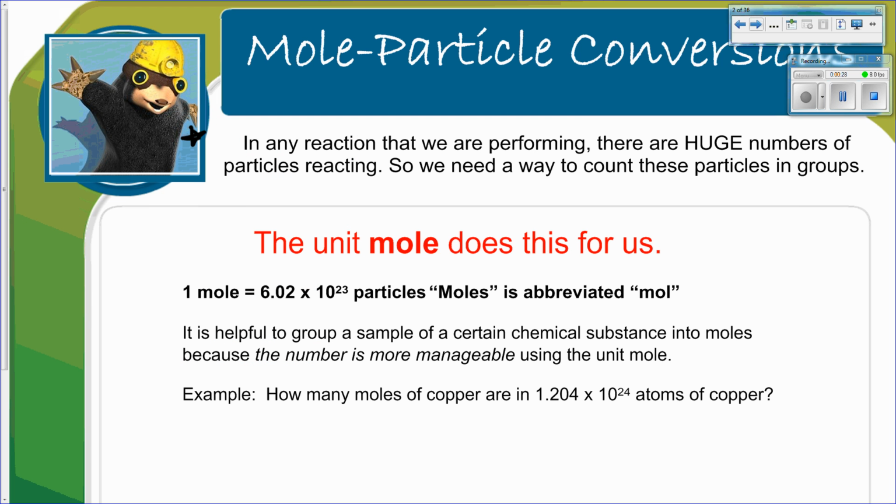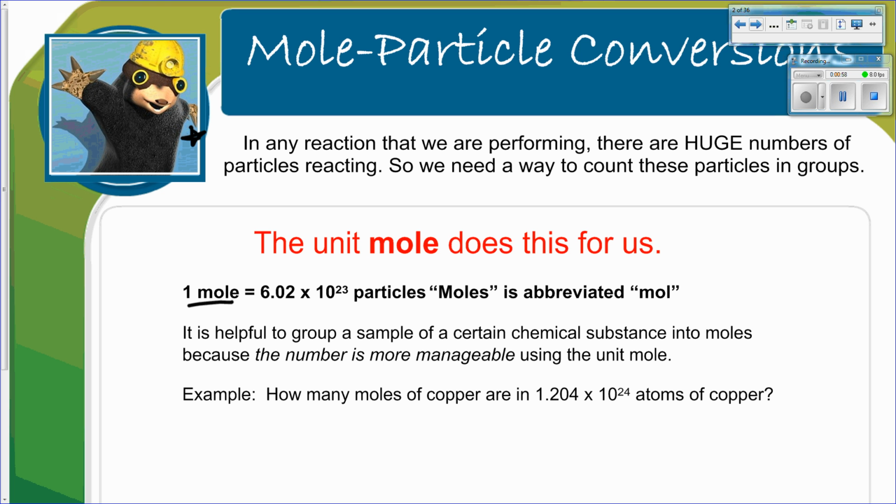In any reaction that we're performing, there are huge numbers of particles that are reacting. So we need a way to count these particles in the same way that when you go to the grocery store, you don't just buy one egg. You buy a dozen eggs. And you know that to be 12 eggs. That's kind of common knowledge. So in chemistry, common knowledge for us is a mole of something. And it provides us a way to take a huge number of something very, very small and put it into large groups that we can manage.